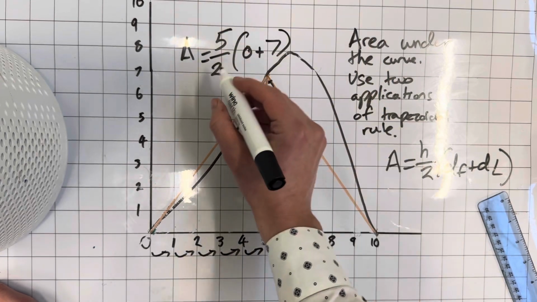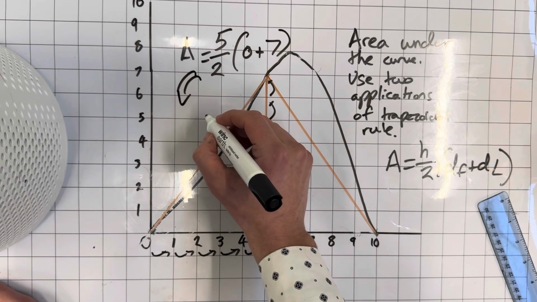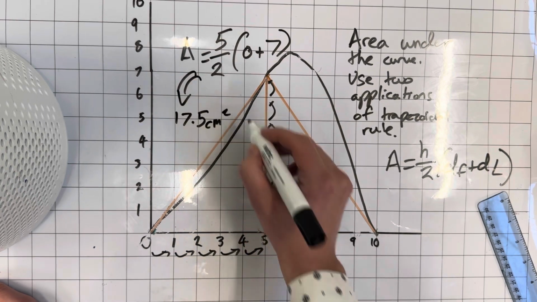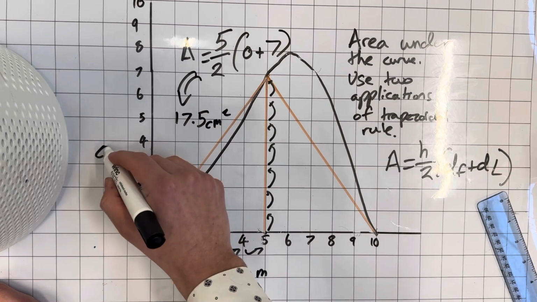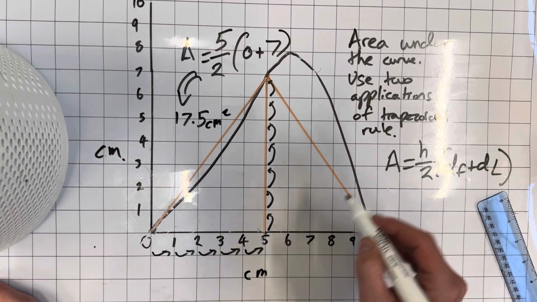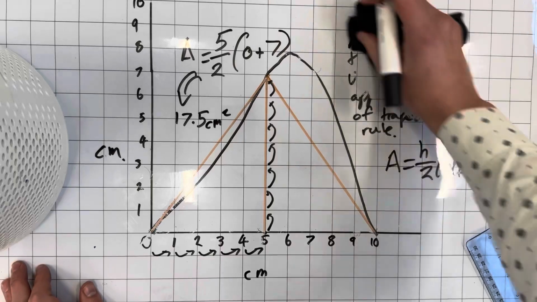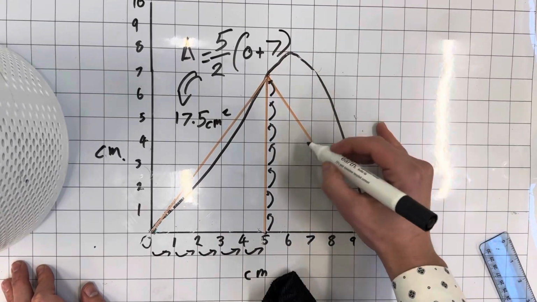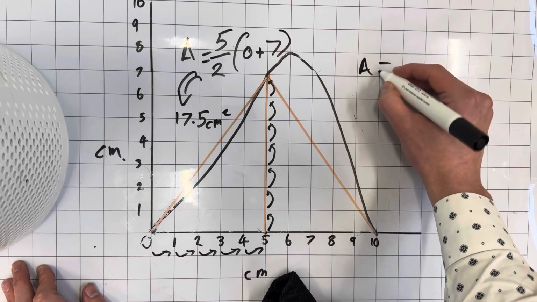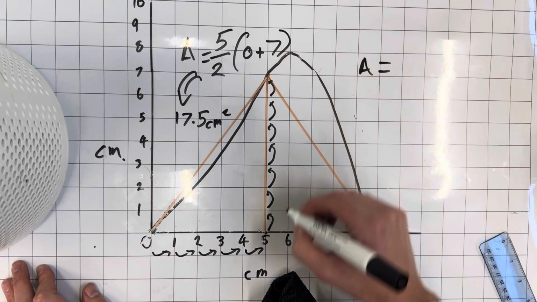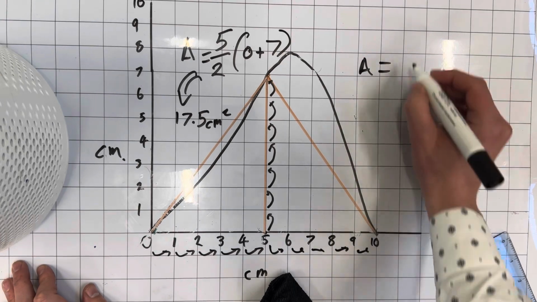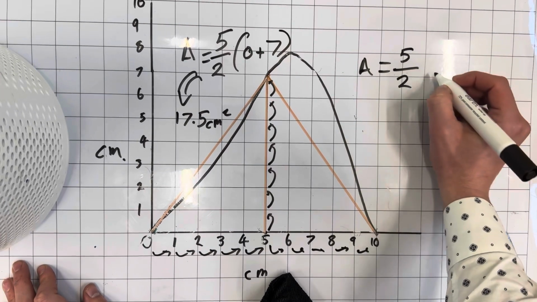5 over 2, 0 plus 7. When you add that together, that equals 17.5. Let's say we did this all in centimeters, and it's going to be centimeters squared because we're dealing with area. Again, you do that to the same side. So we'll rub out this side here and use the same formula. We go A equals, and we look at this. We notice that it's 1, 2, 3, 4, 5. So h is 5 over 2.